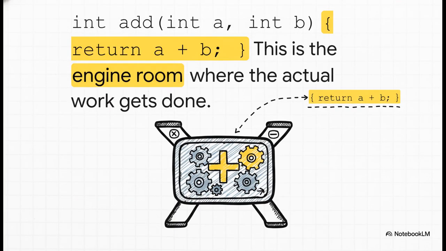And finally, the part inside the curly braces. That is the function body. This is the engine room, right? It's the actual set of instructions that performs the task. Here, it's just one simple line, return a plus b. It does the math and then uses that special return keyword to send the result back out.